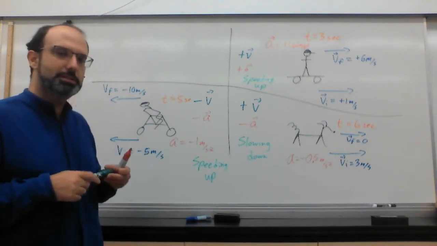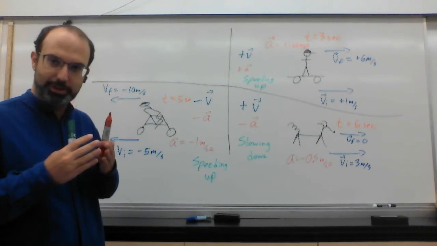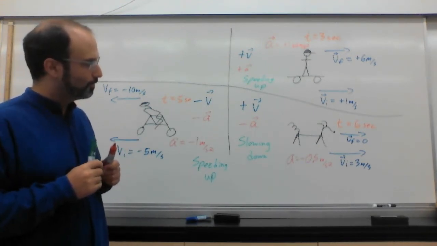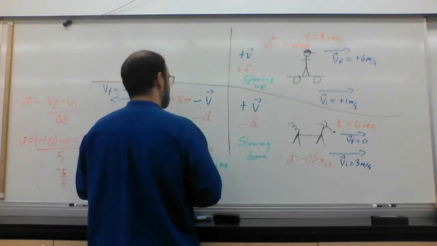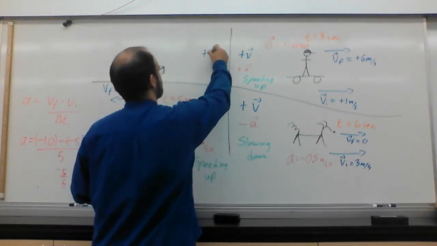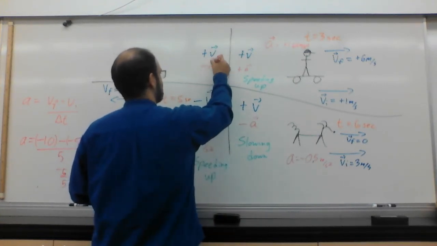There is one type of problem, one set of possible variables that I didn't do an example for. I didn't do a positive velocity with a negative acceleration.